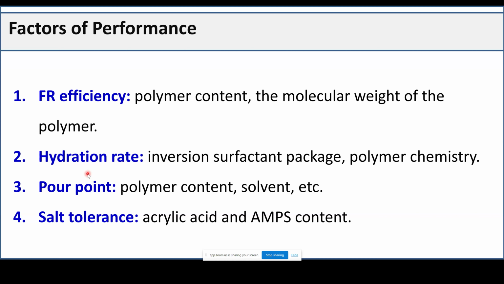Pour point, again, is something related to the product itself. You need to be sure, if you have a slurry or emulsion product, that the product can be pumped easily without any issue, especially if you are working in an area like Canada or North America, where the winter time can be really cold and the product will not flow easily. So in this case, you need to work pretty well on the pour point to be able to pump it in the field without any issue. And again, this is something you need to work on with the surface company and the chemical company. Mainly, you need to work on the polymer content and the solvent amount in the product itself.